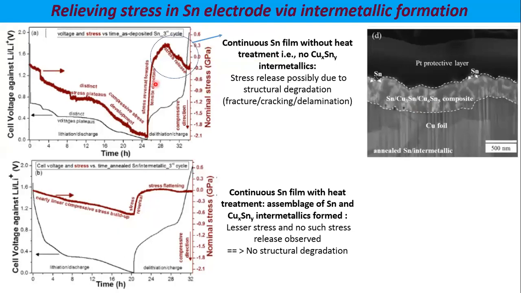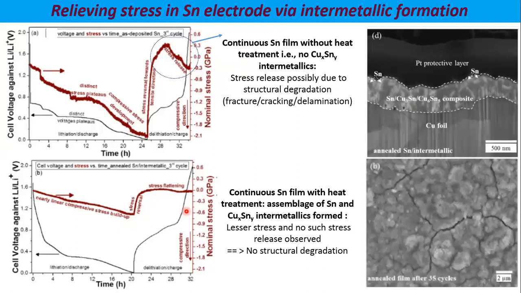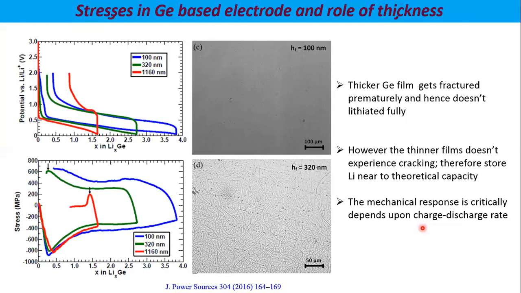Interestingly, the stress release due to this structural degradation was absent in the heat-treated tin films. You can see that there was no severe cracking and delamination of the material from the current collector. In one such example, people have tried germanium-type alloy-based electrodes also.